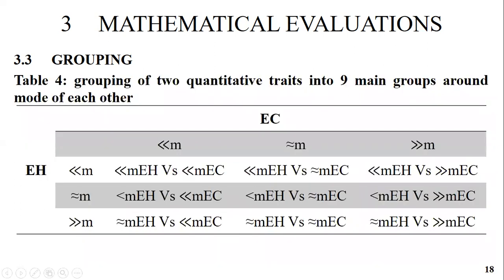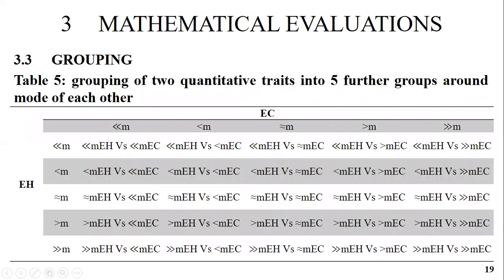Taking the Punnett square of the two, both EC and EH will be left with 9 groupings. And when we take the 5 groups and take the Punnett square of them, we will be left with 25 different groups.